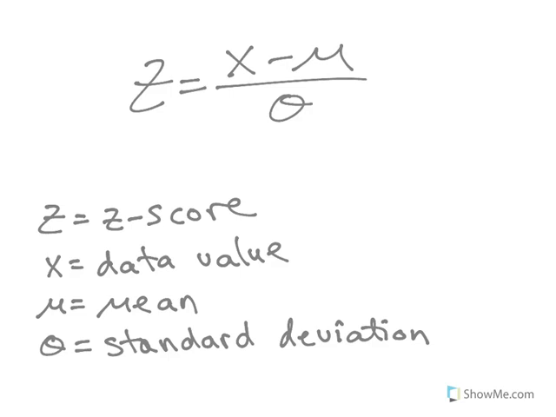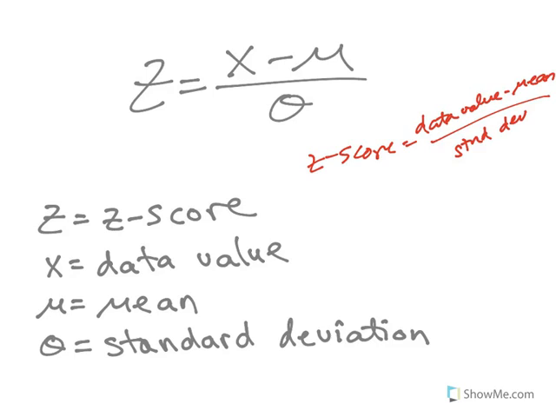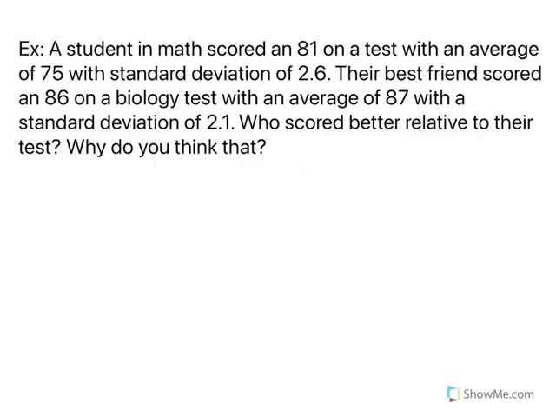So remember the z-score formula. Z-score is the data value minus the mean over the standard deviation. Z equals X minus mu over sigma. I like to always think about it in terms of words. I find that a whole lot easier to remember than just symbols. So let's jump into an example.